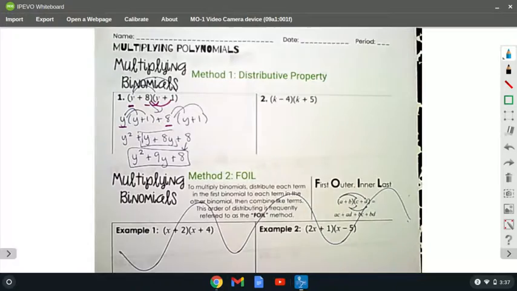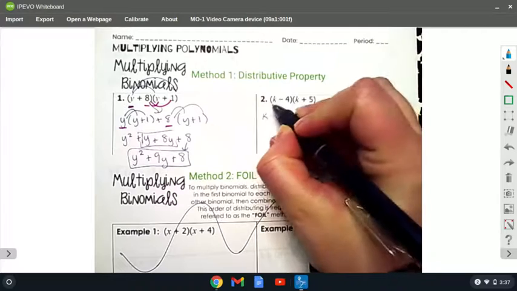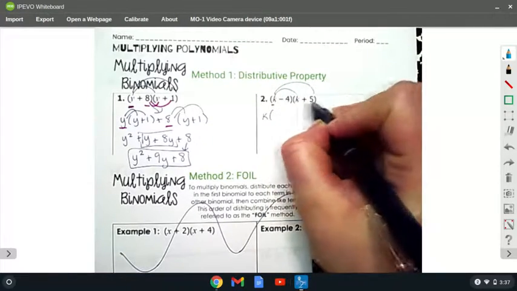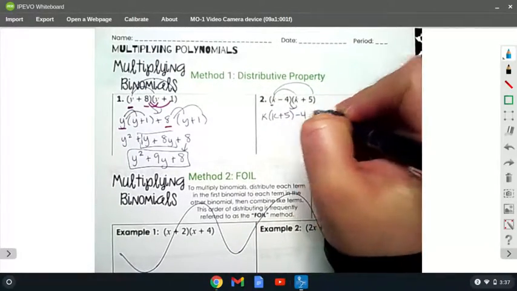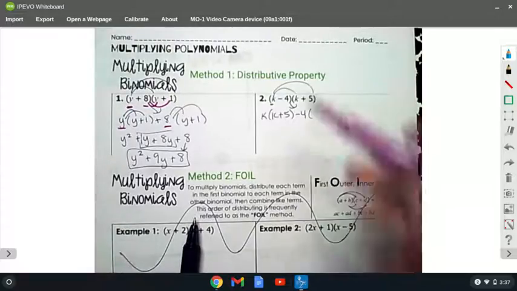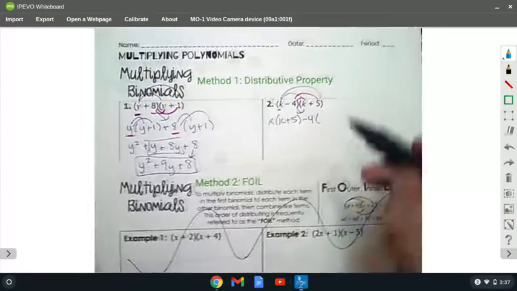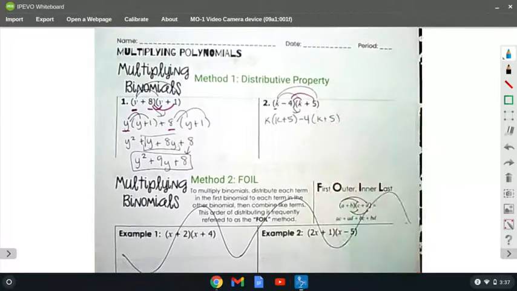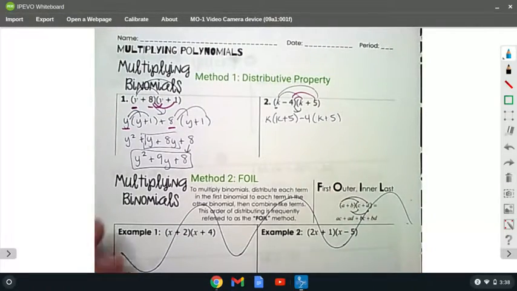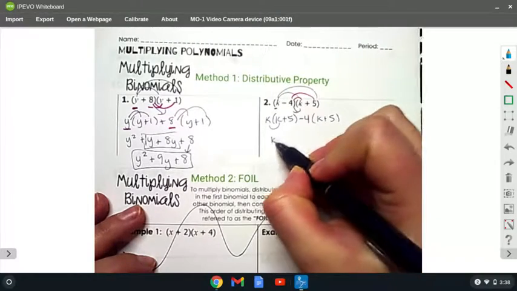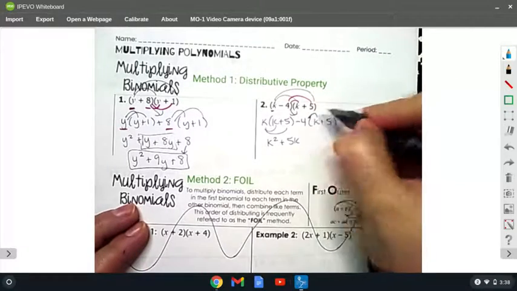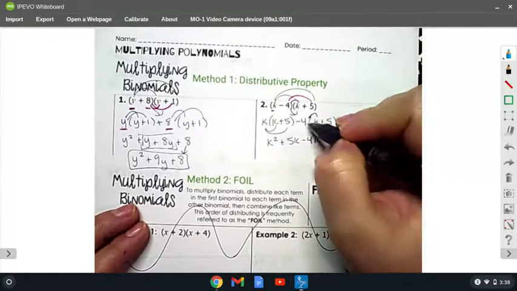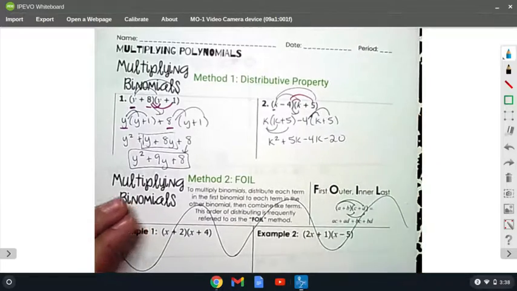Okay, so then looking at number 2, we're going to do the same thing. We're going to double distribute. So I'm going to take this k first, and I'm going to multiply it by both terms in that other parenthesis. So k plus 5. And then I'm going to take this negative 4 and multiply it by both terms in this parenthesis as well. Notice that I'm taking that negative sign with me. That relates to that 4. Now I'll do k times k to get k squared, k times 5 to get 5k, negative 4 times k to get negative 4k, and negative 4 times 5 to get negative 20.